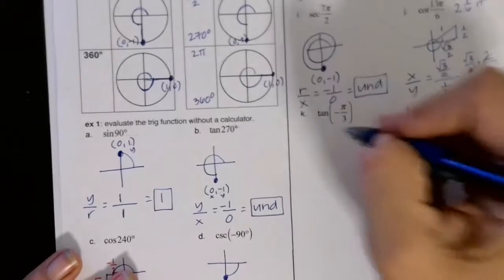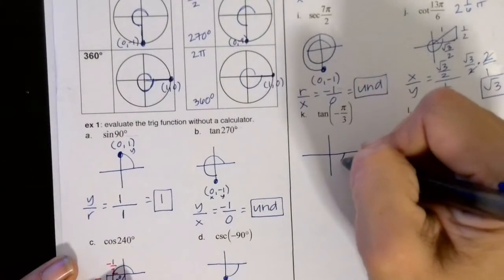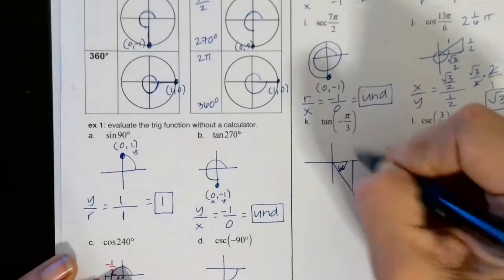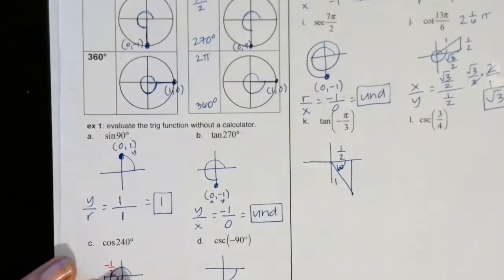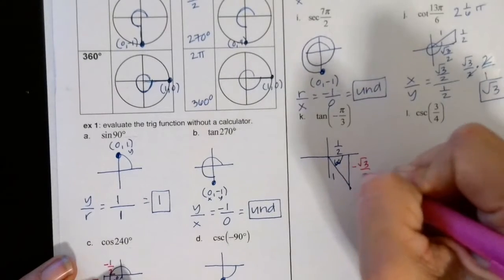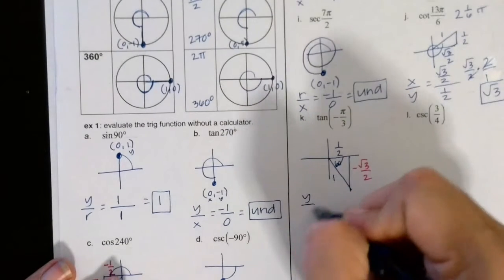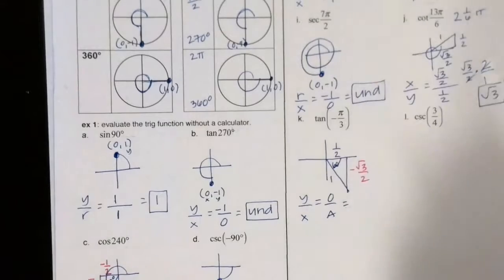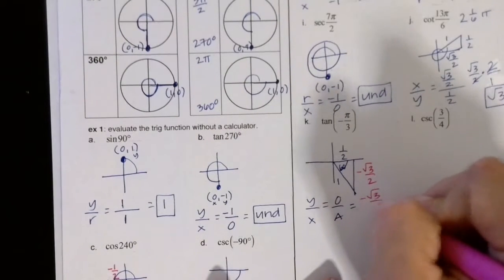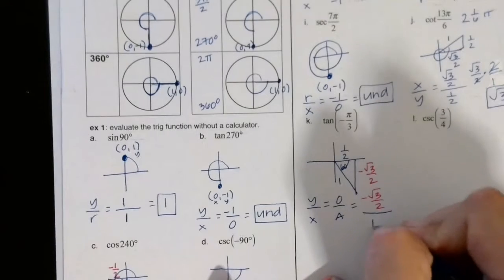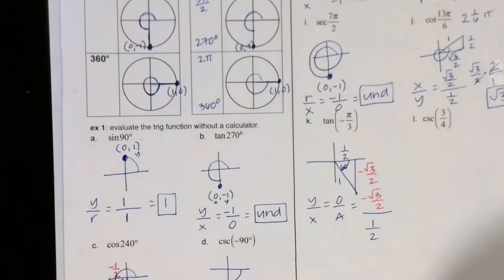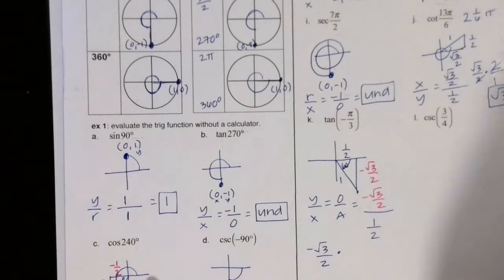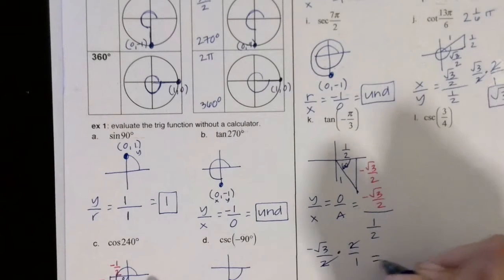Second to last one, tangent of negative pi over 3. Negative pi over 3 is going to be a 60-degree reference angle. 1/2, 1. This is going to be negative root 3 over 2. Tangent is y over x. And because this is a triangle, if you want, you could actually do opposite over adjacent. Negative root 3 over 2 over 1/2. I feel like we just did this. It's totally fine. So that would be negative root 3 over 2 times 2 over 1, which is negative root 3.